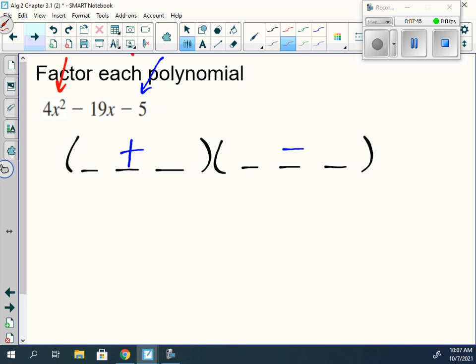Which brings us to the factors of the first and third term. So the first term is 4x squared. Well, 4 is 1 and 4 or 2 and 2. But x squared is x and x. So even though we don't know the factors of 4, we can plug in x and x. We know that's going to go there.